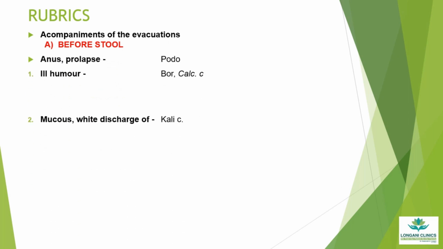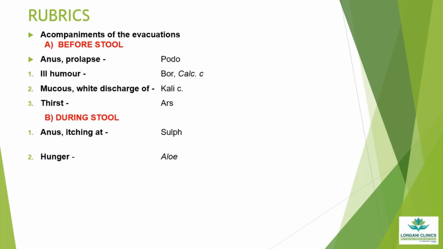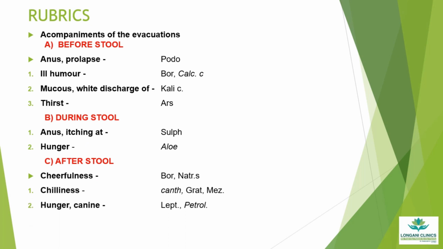Rubrics. Accompaniments of the evacuations. We'll see first before stool. Before stool, anus prolapse, podophyllum. Before stool, ill humor: the drugs mentioned are borax and calcarea carb. Before stool, mucus, white discharge, kali carb. Before stool, thirst: the drug mentioned is arsenicum.